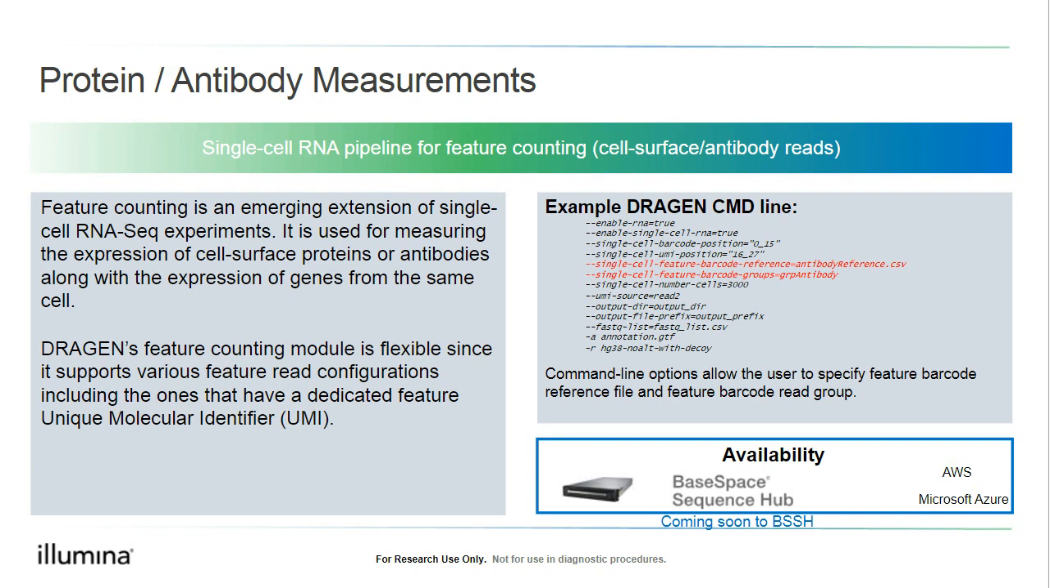So again, something that we see as an emerging feature in the single cell world, and something that one of our customers approached us about, asking if we could include this in DRAGEN. So that's available today, and what you need to do in this case is bring in a reference file, and then you indicate that the feature you want to enable for this measurement is for antibody measurement. So again, in red, we are showing you what the command line options are.